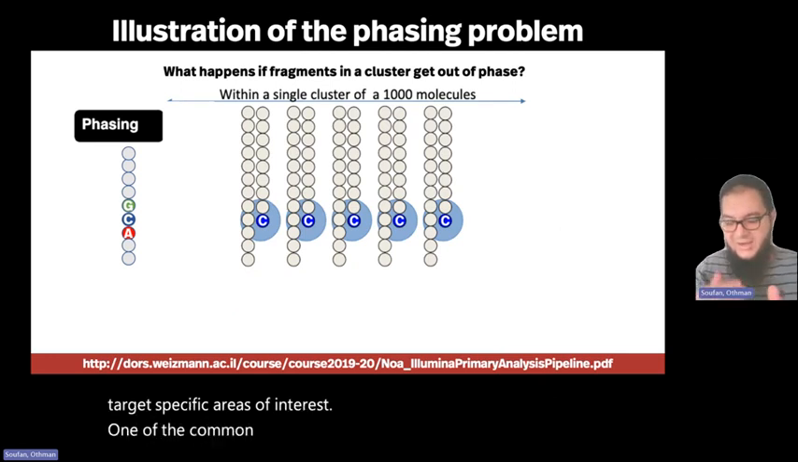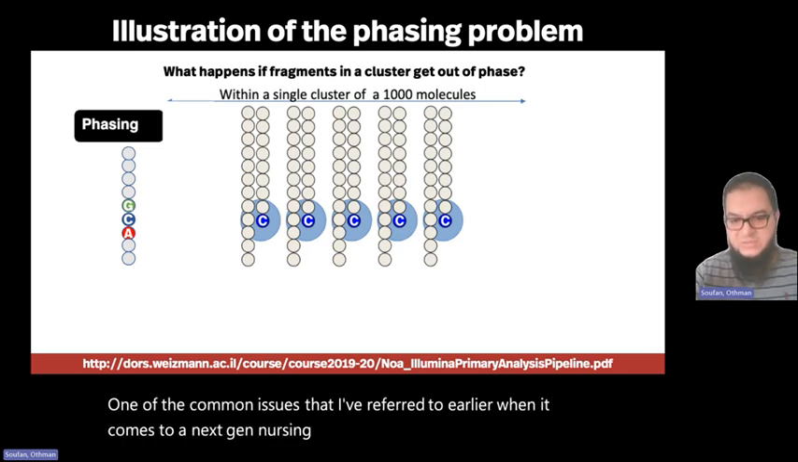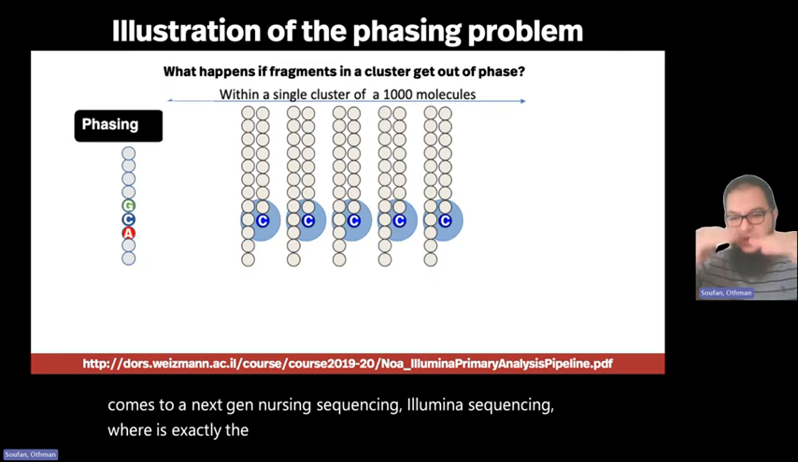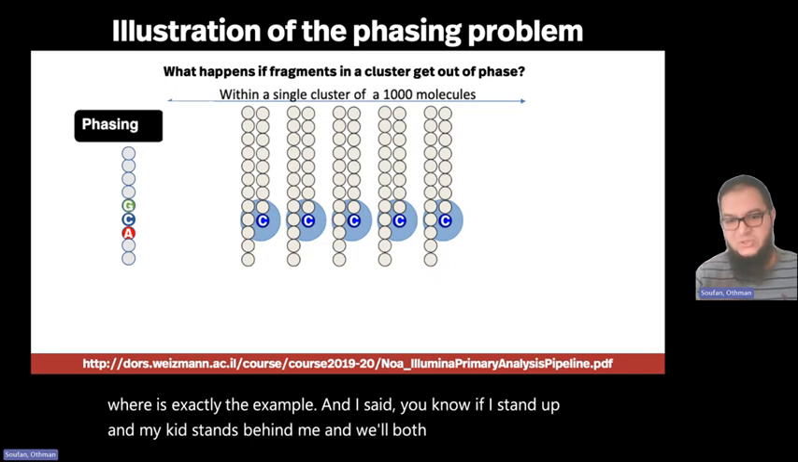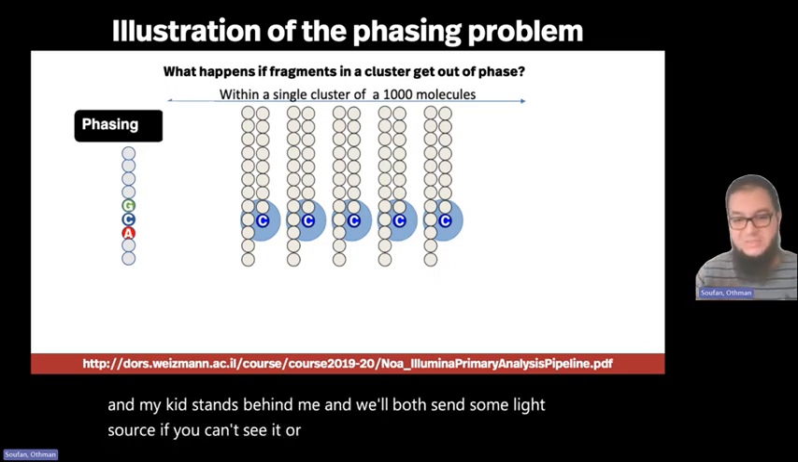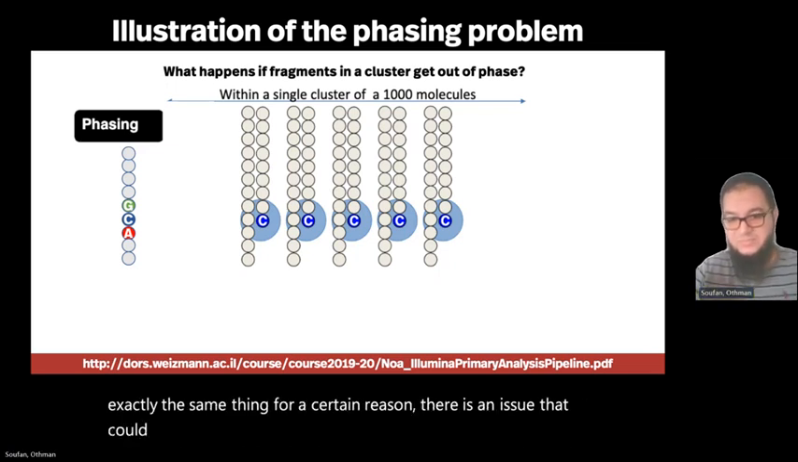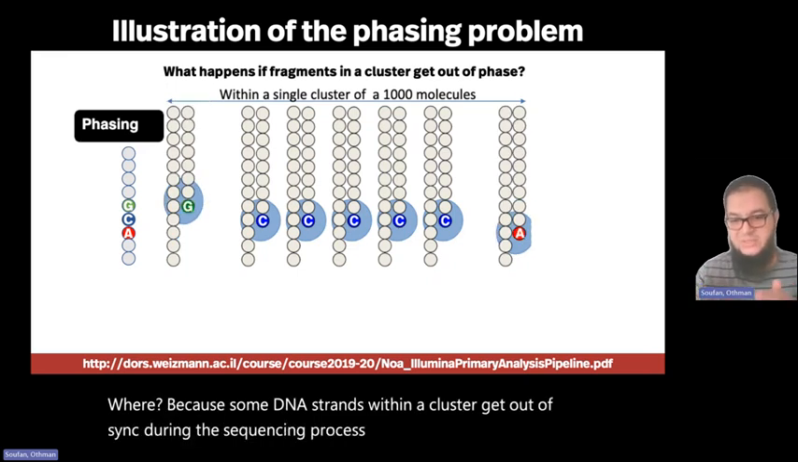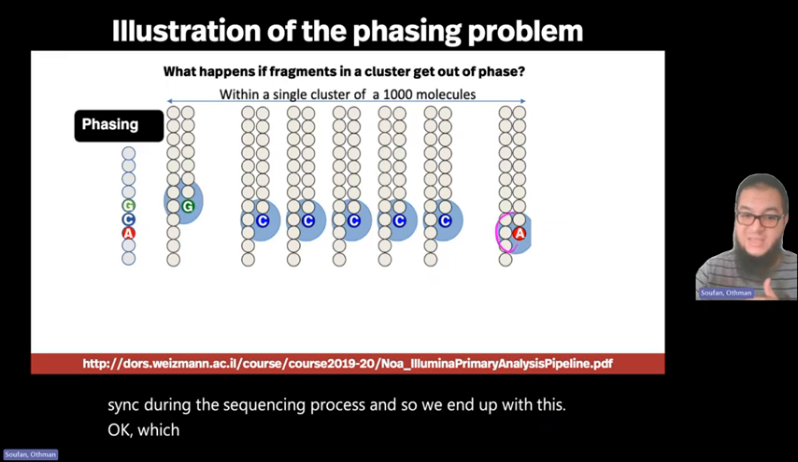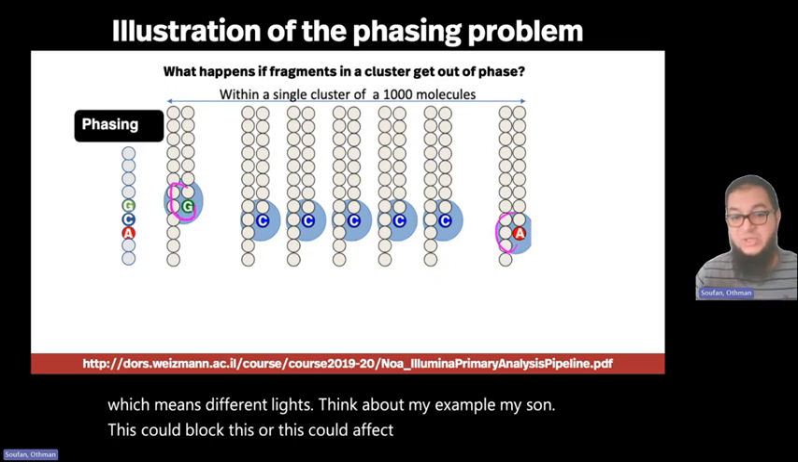One of the common issues that I referred to earlier when it comes to next generation sequencing and Illumina sequencing is exactly the example when I said, if I stand up and my kid stands behind me and we both send some light source, can you see it or not, if I'm going to block my son. Exactly the same thing. For a certain reason, there is an issue that could happen because some DNA strands within a cluster get out of sync during the sequencing process, and so we end up with different lights. Think about my example and my son. This could block this, or this could affect this. This is going to generate some noise.